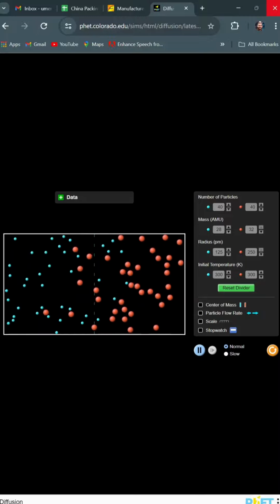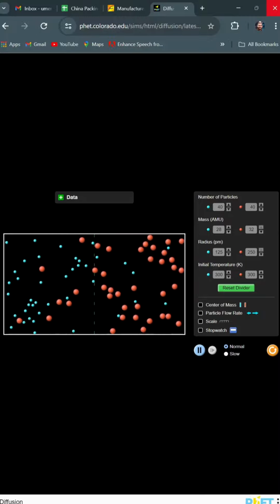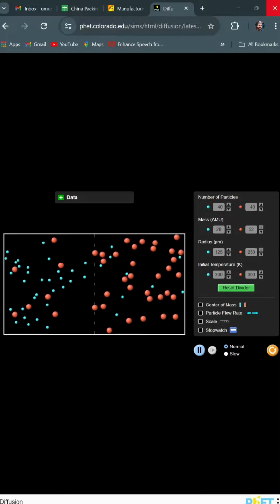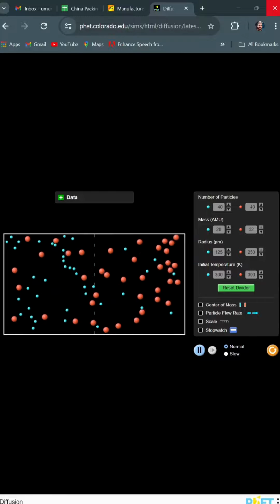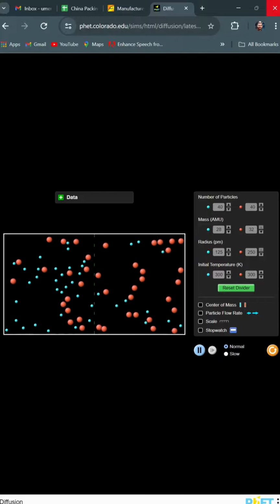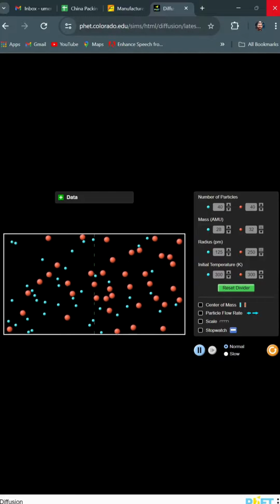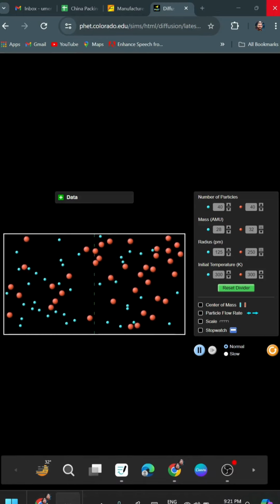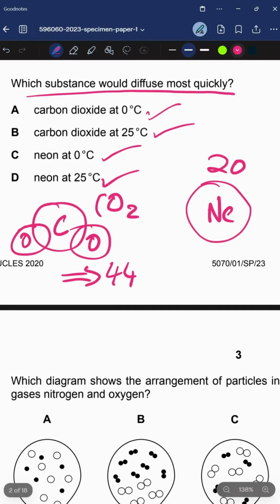So yeah, more blue particles. See, blue particles are moving quickly. Why? Because they are lighter, right? So the neon atom is lighter and the carbon dioxide molecule is heavier, so it will take more time to navigate while diffusing.